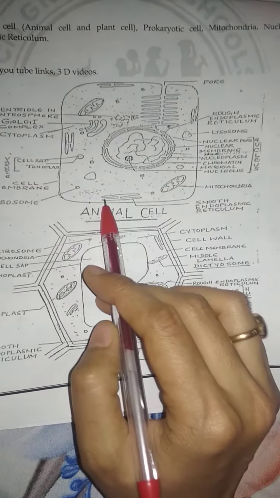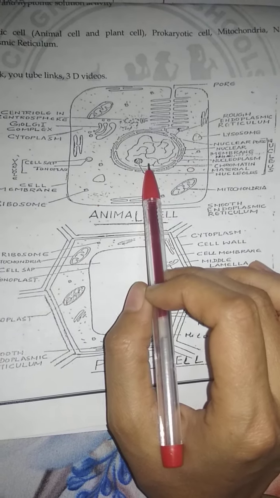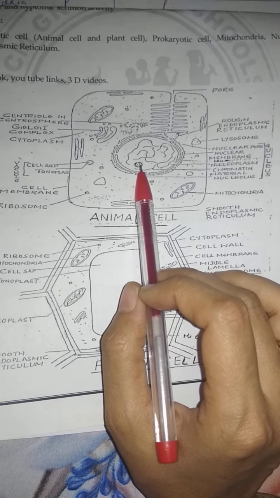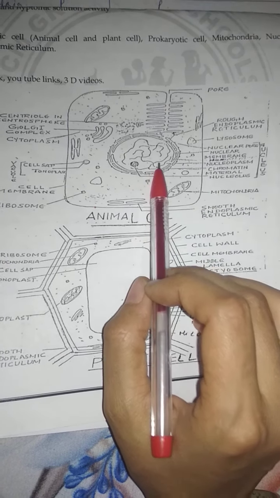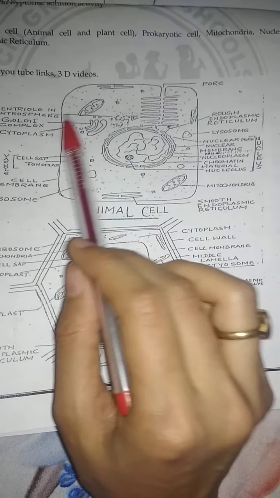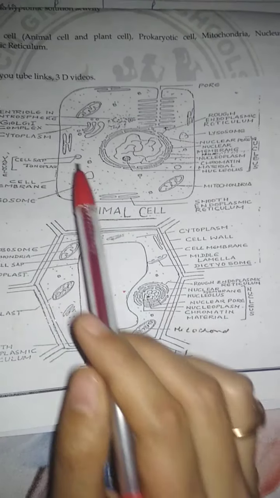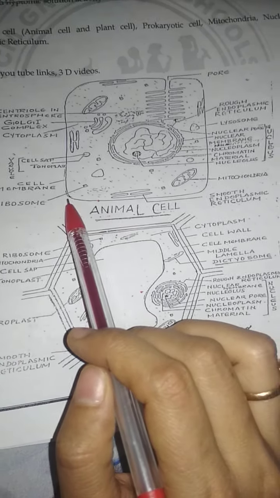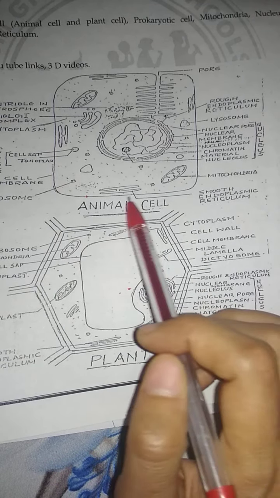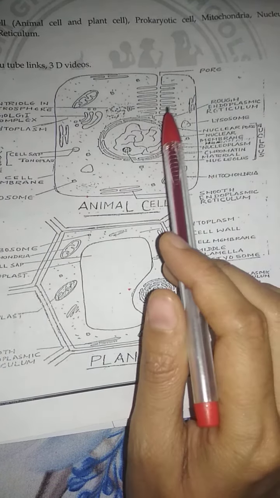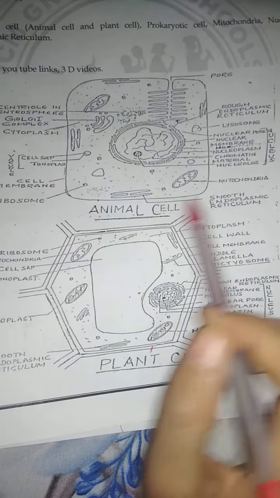In the animal cell, the plasma membrane is there. This is the structure of the nucleus: nuclear membrane, nucleolus, and here is also chromatin material. This is a pore. Centrioles, Golgi complex, cell sap, and ribosomes are present. Smooth endoplasmic reticulum and mitochondria are present. Rough endoplasmic reticulum is present in the case of the animal cell.